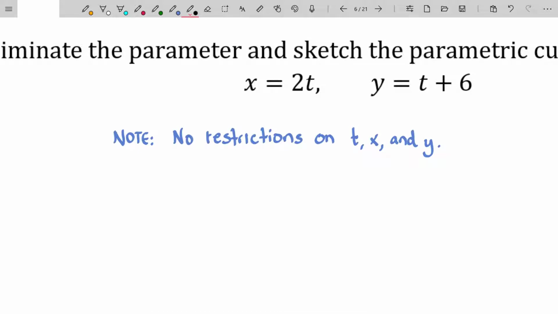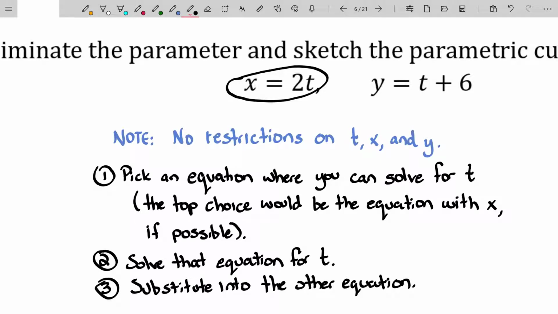So how do you eliminate a parameter? Well, you solve one of these equations for t and substitute that into the second equation. I generally would recommend solving this equation here involving x, solve that for t, and substitute that into the value of t for the second equation. There we go. I've written out the process, at least for some parametric equations. You pick an equation where you can solve for t. The top choice would be the equation with x, if possible. Solve that equation for t, substitute into the other equation.